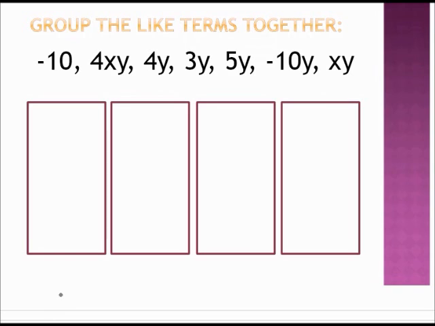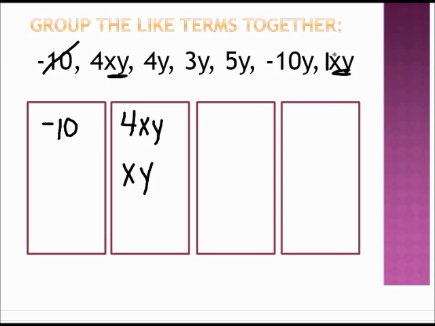All right, here's another group of terms. Let's just start at the beginning, negative 10. Is there anything that looks like negative 10? All of the other terms here have letters to them, so there's no terms that are like negative 10. Let's do 4xy. Now we're looking at the xy part. Is there anything else that has an xy? Here's an xy. Let's go ahead and put that down, xy. This would be assumed to be 1xy. So we've taken care of our xy's.